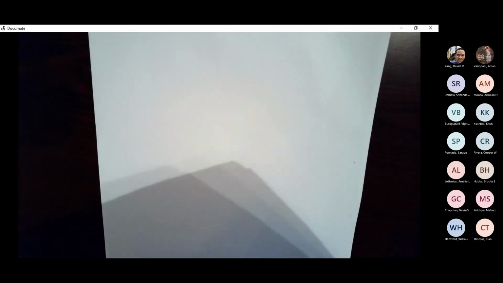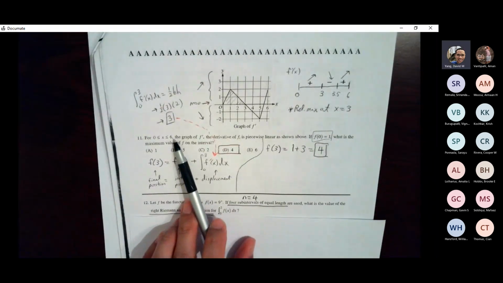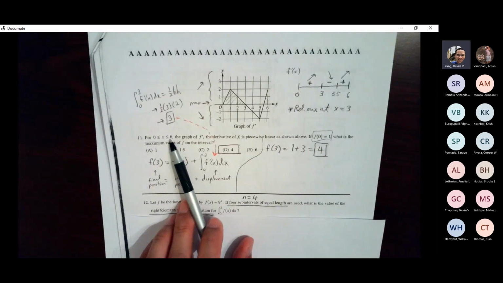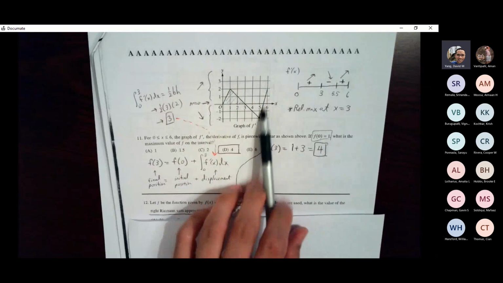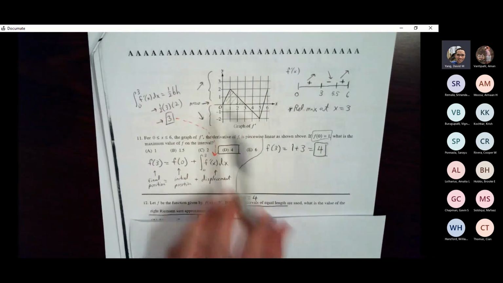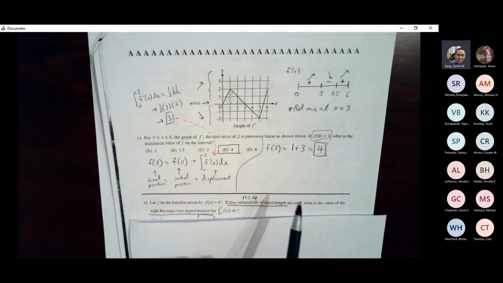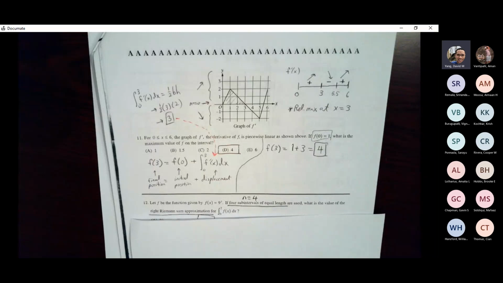Okay, number 11. For x between 0 and 6, the graph of f prime, which is right here, is given. It's a piecewise linear graph, so made up of lines here. If f of 0 equals 1, what is the maximum value of the graph on this interval?